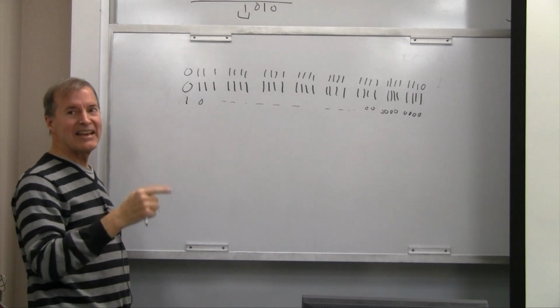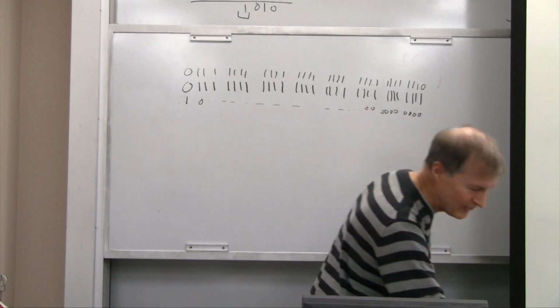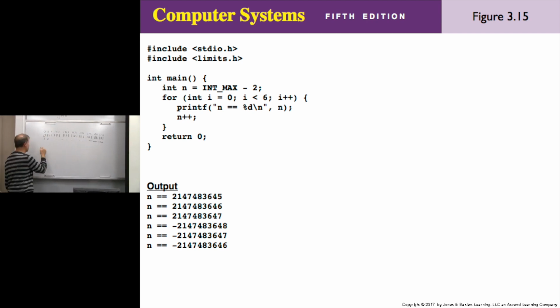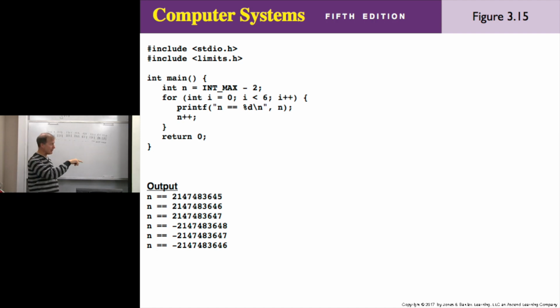And that's where the negative 2147483648 came from, because what's in the sign bit? The 1. If you get to that point, that's literally what will happen. That's a printout. You can run this program, it'll do that, if it's 32-bit integers.